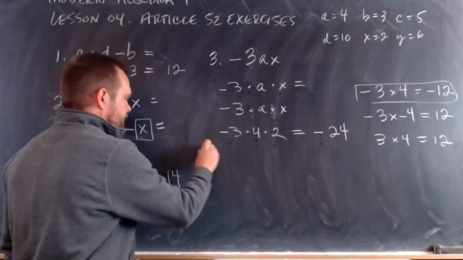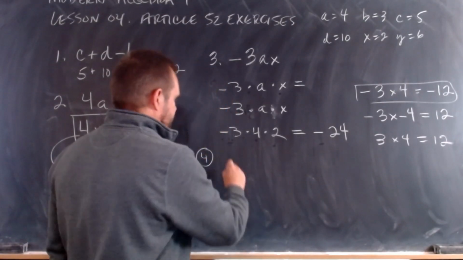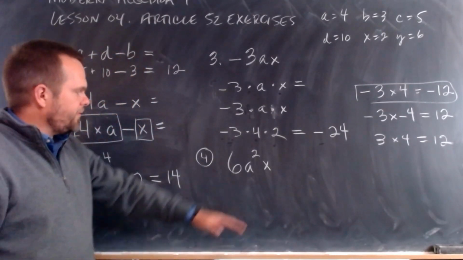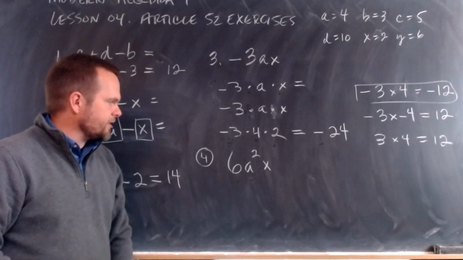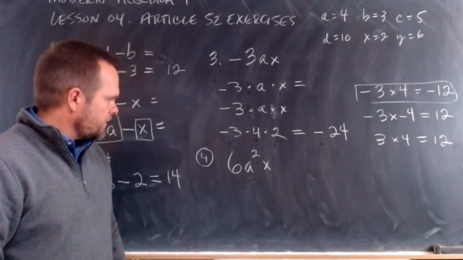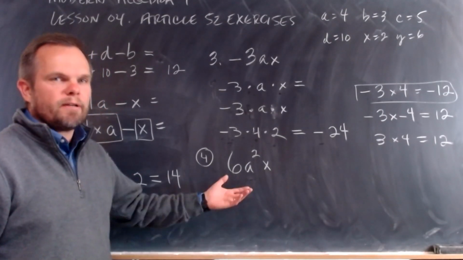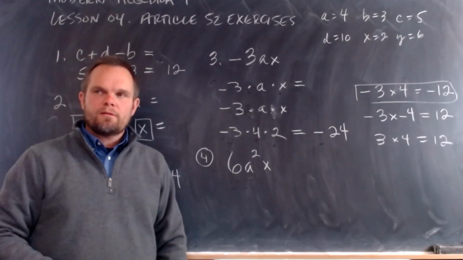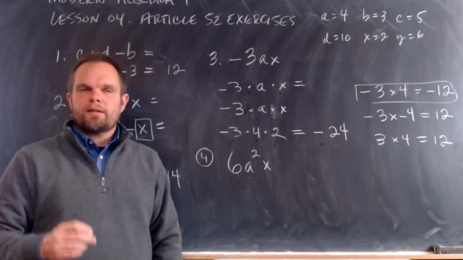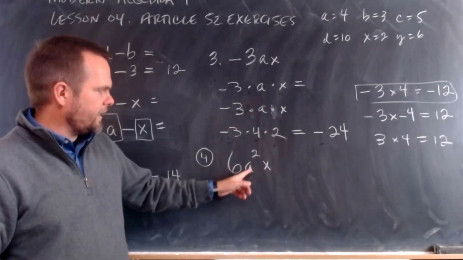Number 4. The problem in the book is 6a squared x. Okay? We have to find the value of this algebraic expression assuming these values. Who can tell me what this means? Who can translate this from algebra into English? Go ahead, try. 6 times a times 2. No. This is not times 2. This is not a times 2.